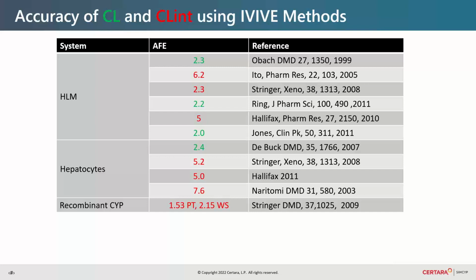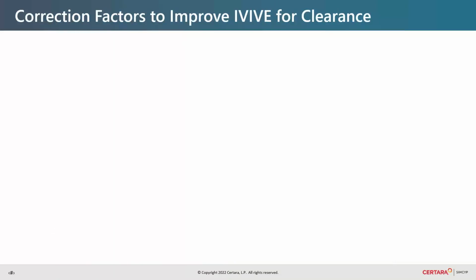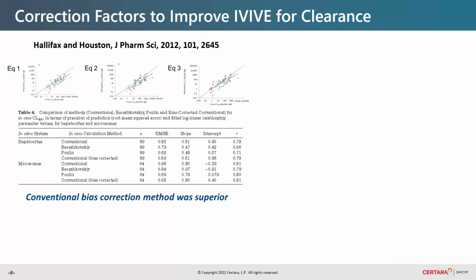If you look through the literature, there are a number of publications, as I mentioned, where they tend to see an under prediction using in vitro, in vivo extrapolation. And so generally, to get the most accurate predictions, most people now use empirical scaling factors, which can be determined. And just a couple of publications highlighting this.